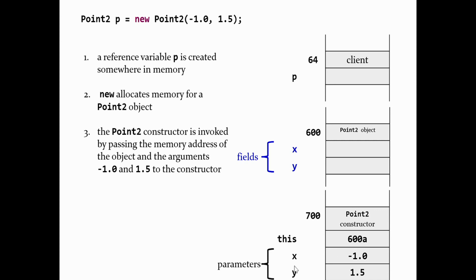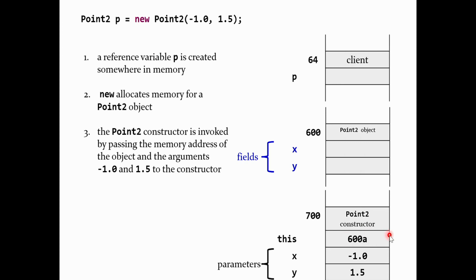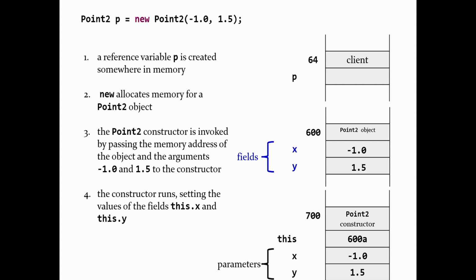Now what happens? All our constructor does is say this.x = x. So this is the object at address 600, so this.x is that x, and this.y is that y. So this.x = -1 causes that to happen, and this.y = 1.5 causes that to happen.